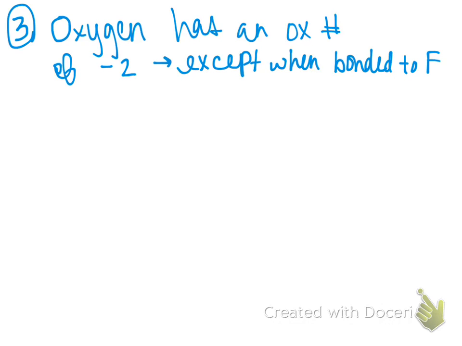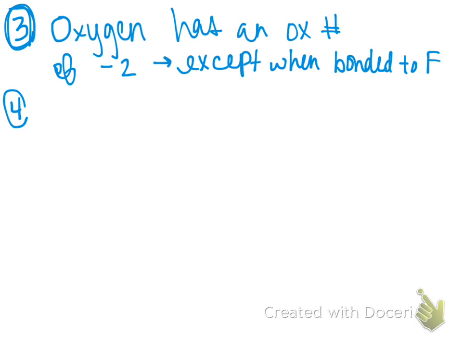Oxidation numbers are unlike charges in that they have the ability to fluctuate. It depends on what they're bonded with. Oxygen might not always have a -2 if it's bonded with fluorine. Their charge and their oxidation numbers are not always the same thing, but about 90% of the time they are. So oxygen has an oxidation number of -2, except when bonded with fluorine.